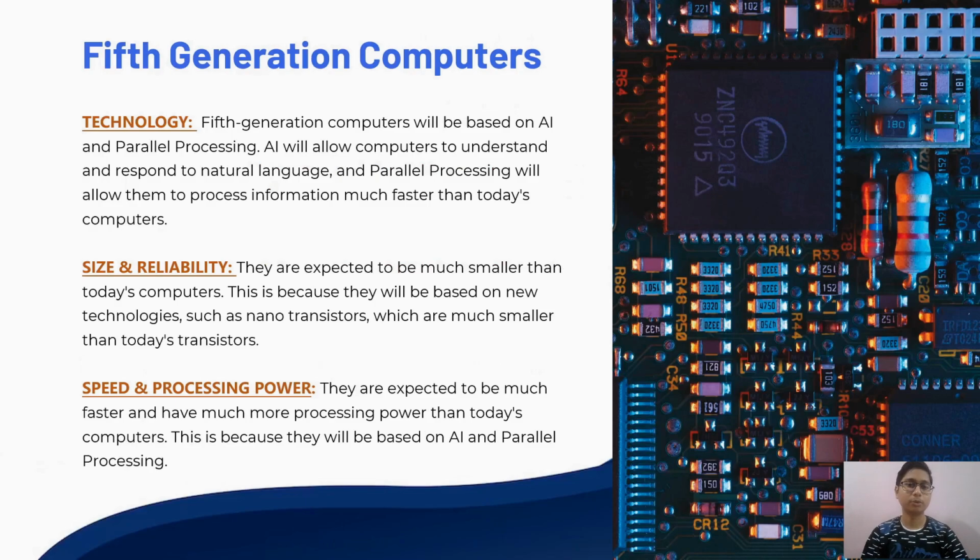Fifth generation computers. Fifth generation computers are supposed to be based on AI and parallel processing. It will allow them to understand and respond to natural language, and parallel processing will allow them to process information much faster than today's computers. Size and reliability.